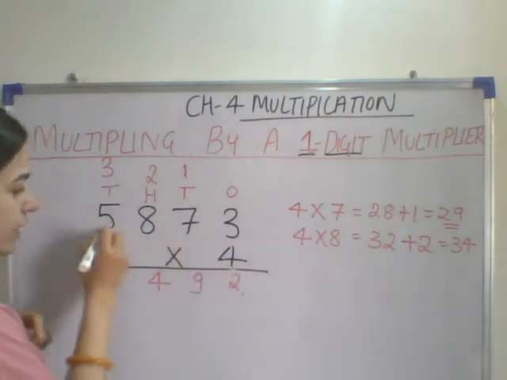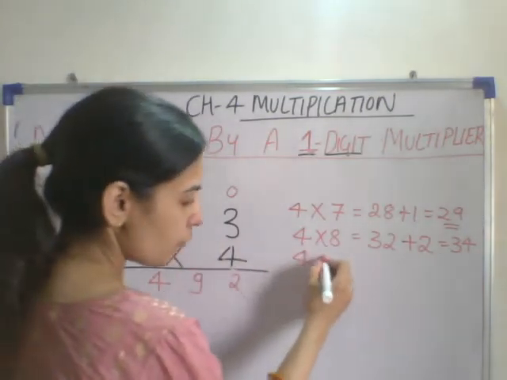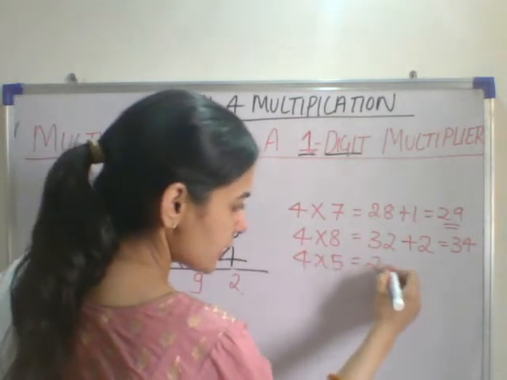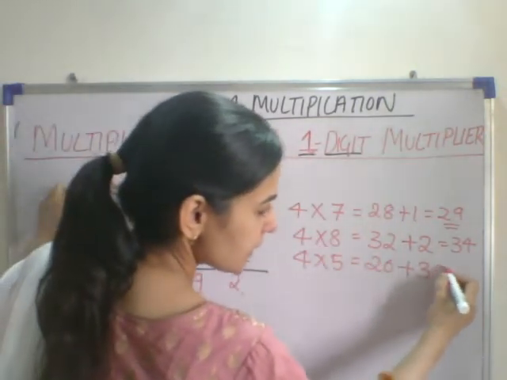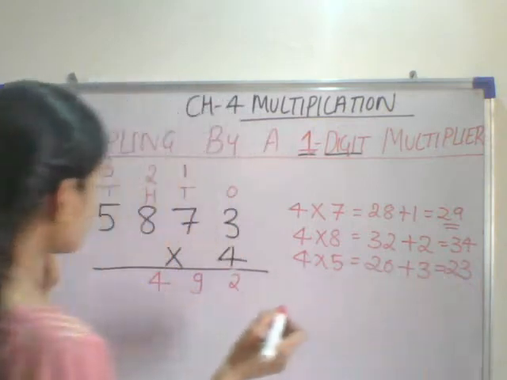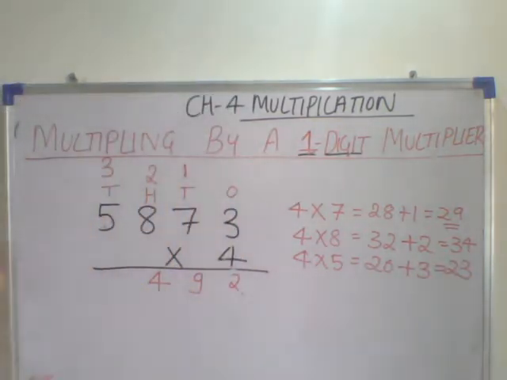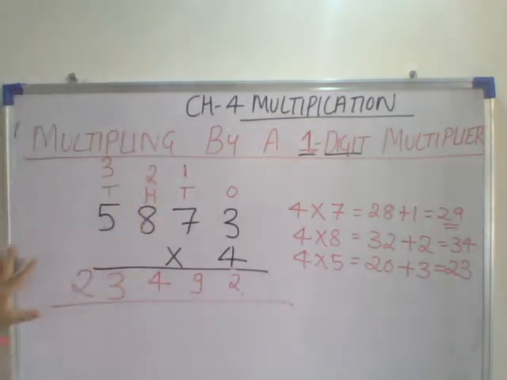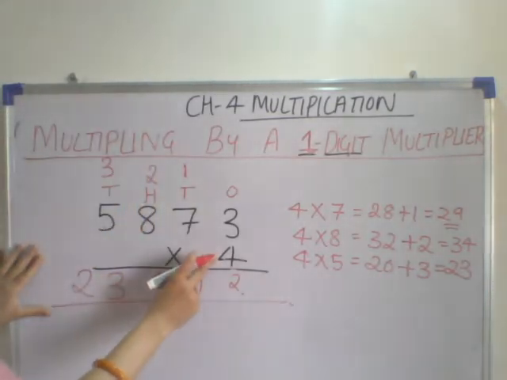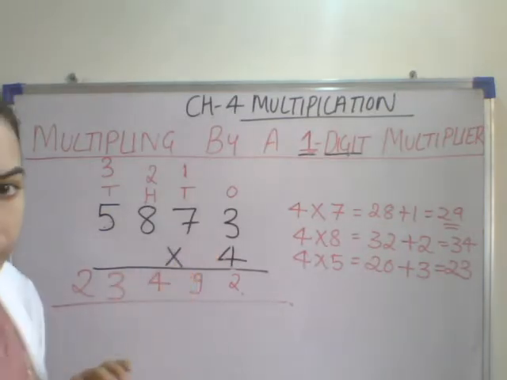Now 4 5s are 20. 4 5s are 20 and here carry is there. So 20 plus 3 is 23. So here it comes 23. So in this way we have to multiply by using a one digit multiplier.